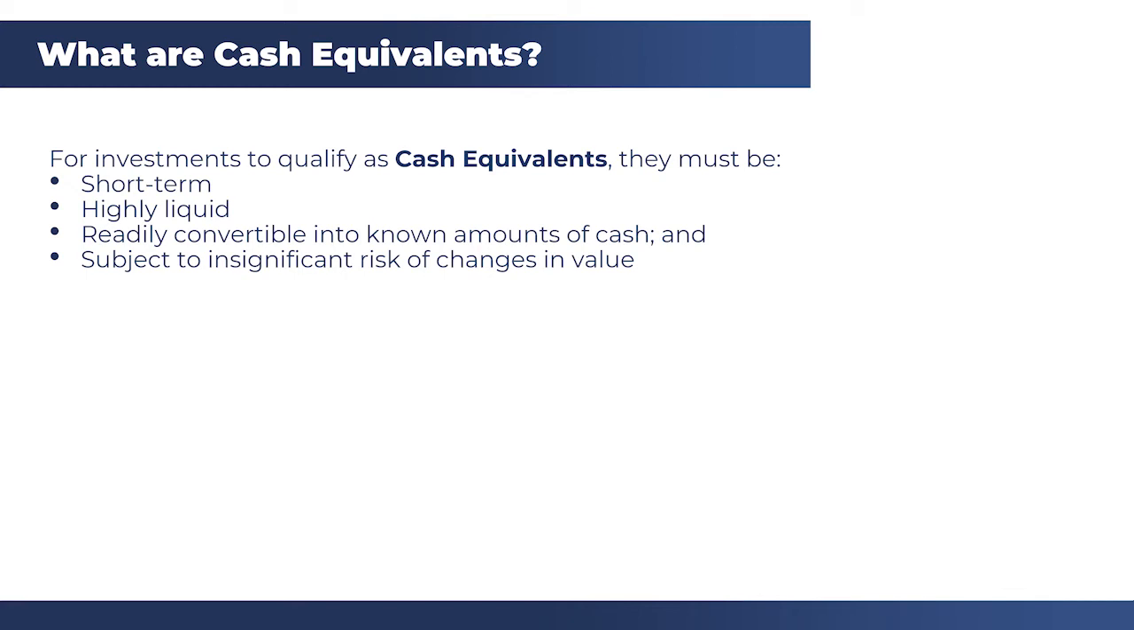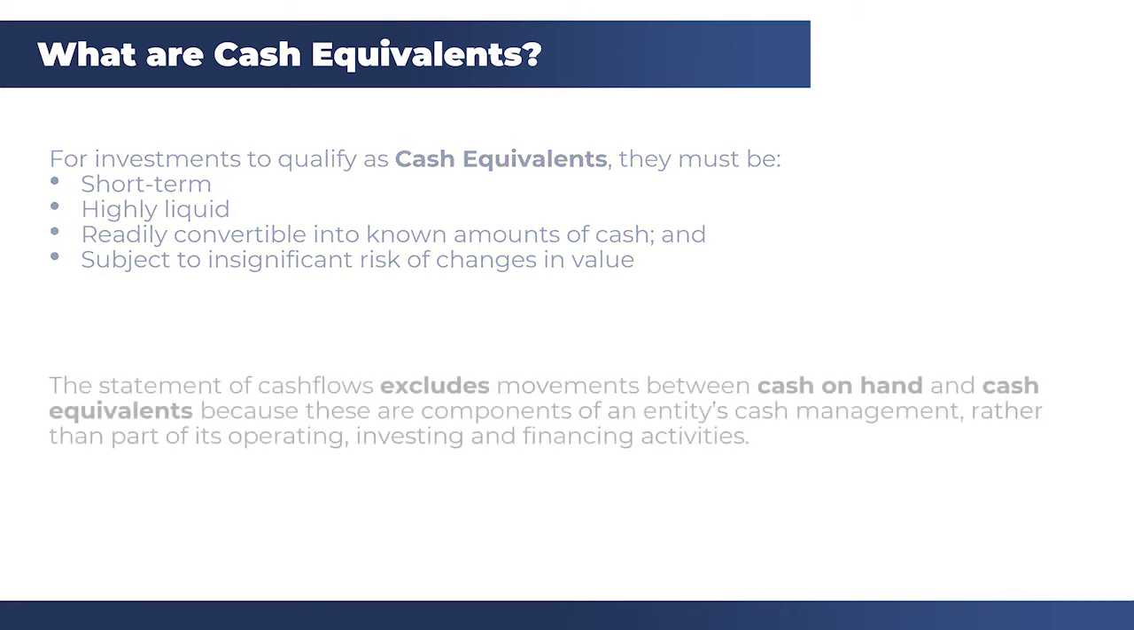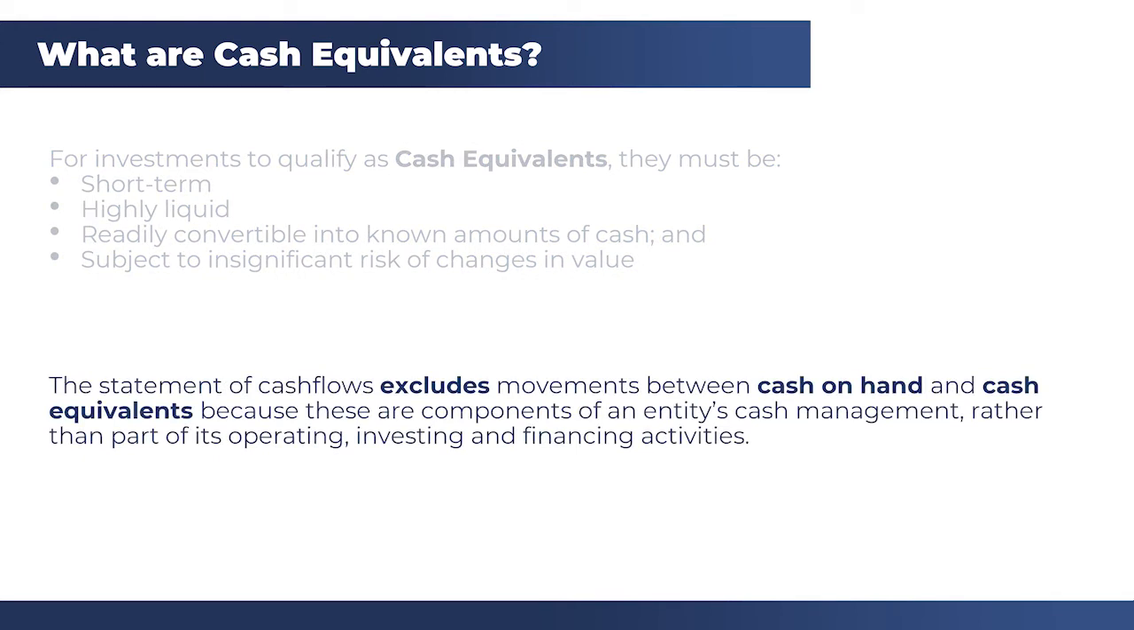As you can see, the definition of cash is fairly simple: the actual cash that you have on hand and the demand deposits that you have with the bank. However, cash equivalents have specific definitions according to the standard. The statement of cash flows excludes movements between cash on hand and cash equivalents because these are components of an entity's cash management rather than part of its operating, investing, and financing activity. It is important to understand the entity's cash management policies, especially when considering whether balances that are not obviously cash on hand and demand deposits should be classified as cash equivalent.